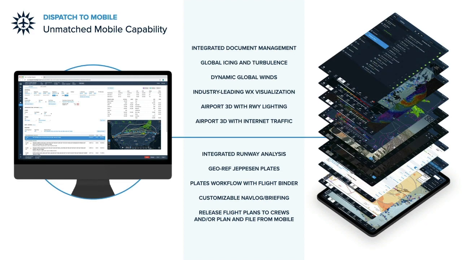So all of these combine to allow the concurrent use of dispatch and ForeFlight to really boost the workflows of any flight department, in the sense of being able to do all of the advanced planning on dispatch and then release it to ForeFlight, where you can then start utilizing those really advanced in-flight weather features, airport 3D, all of these other things I just showed.